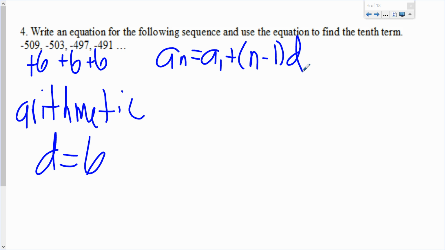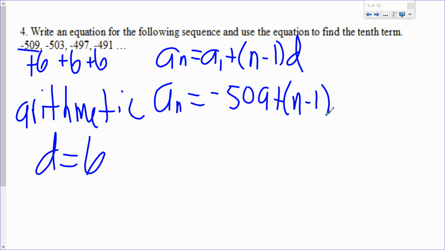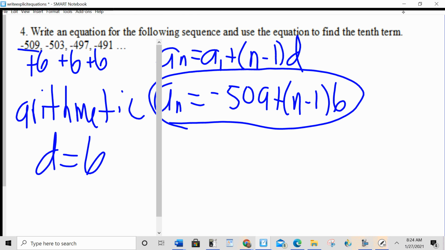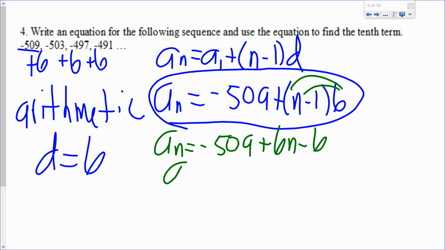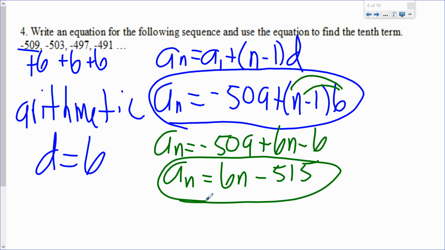Now that you tried it on your own, a_1 is the first term, negative 509. n minus 1 stays n minus 1. d is 6. That's fine, but if you want to put it into the other form, the slope-intercept form, I would distribute: 6n minus 6. I would then combine like terms. You can use the calculator if you need to. And that would also be your answer. Either one is fine. If this was a quiz, either one would be fine. If it's multiple choice, though, you may see either one there.